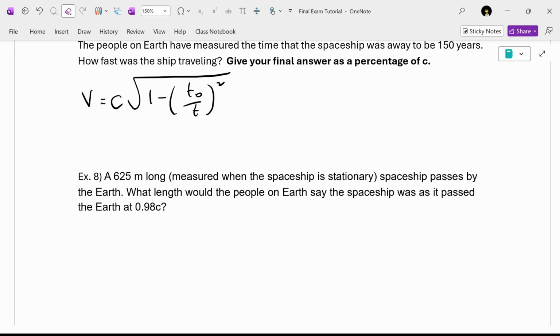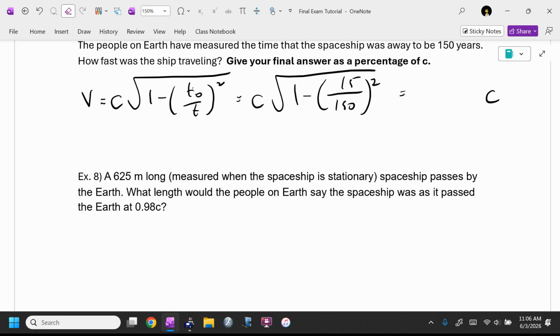Okay, you want the cheap hack? If you can't remember or you're too lazy to look it up, it's always going to be the smaller number on top and the bigger number on the bottom when you're squaring it. Otherwise, you get a negative square root, you get an error. So it's going to be c square root of 1 minus, and it's 15 on top and 150 on the bottom. Don't forget the squared. And you're just going to leave your answer as a percentage of c, which just means you keep the c tracking along the way. And the decimal you get from the square root is the percentage.